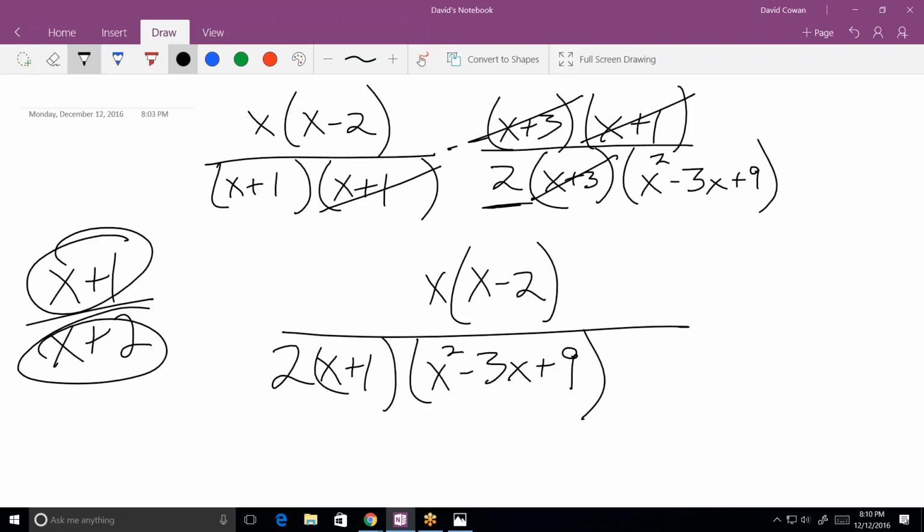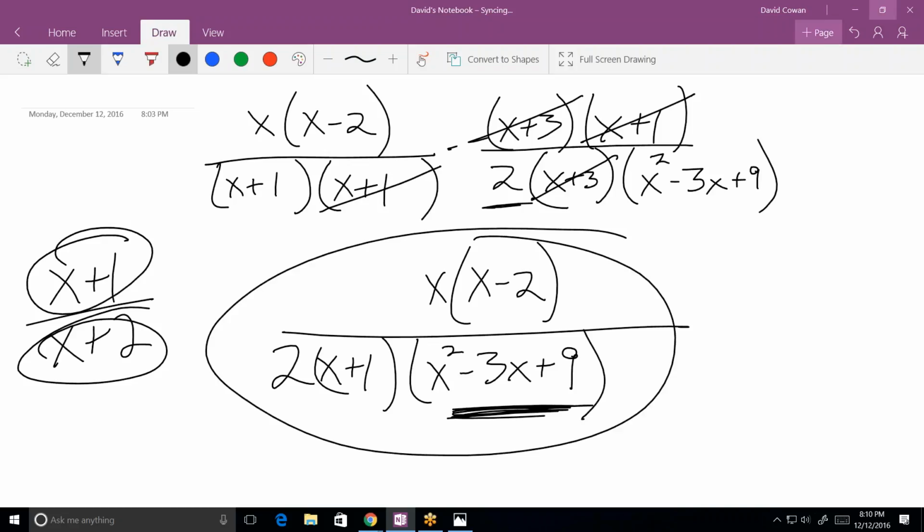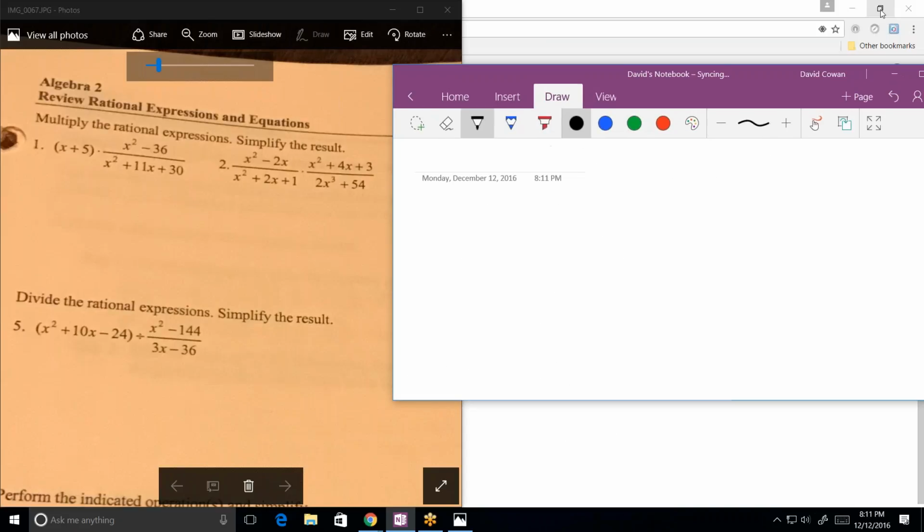And this does not have any integer factors. Might have irrational, like square root factors, but that doesn't do any good to factors. So for sure, that's your answer for 2. Cool.